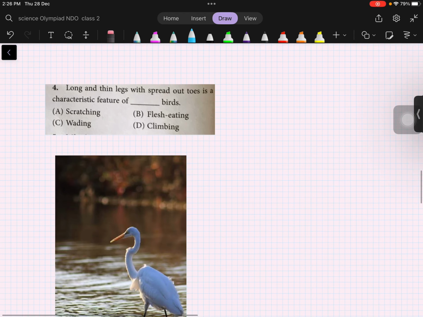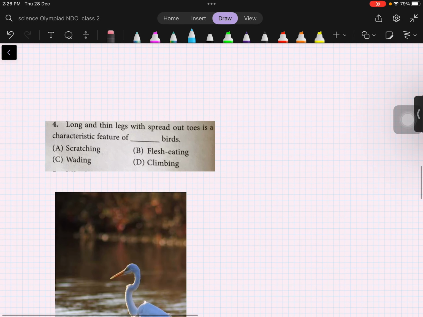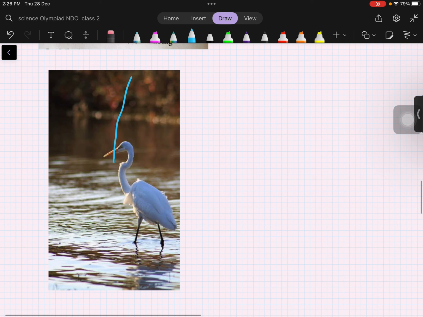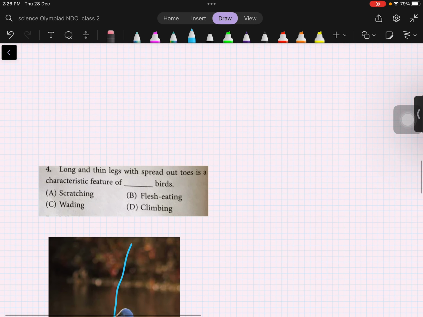Long and thin legs with spread out toes is a characteristic feature of birds. It's wading, okay? Look, friends, here. You can see a crane is wading. So what will be bubble? C.